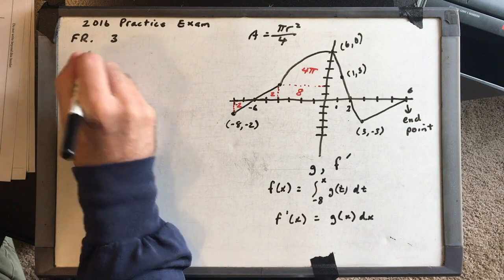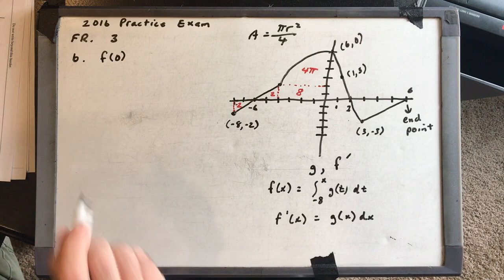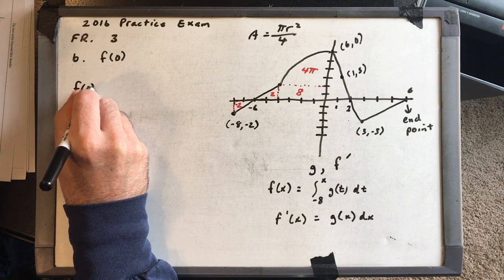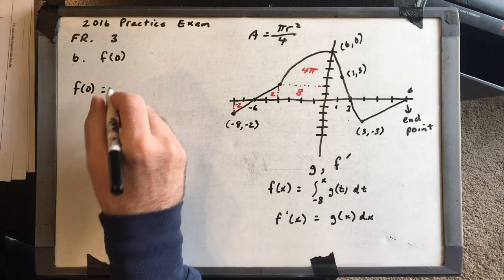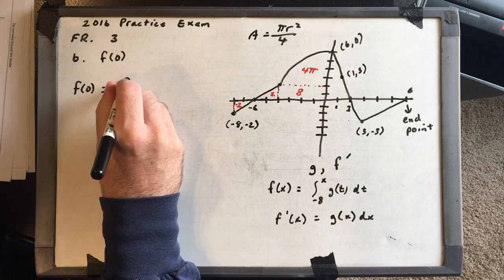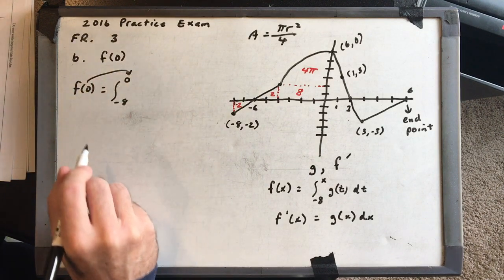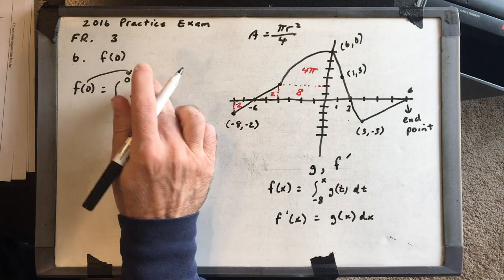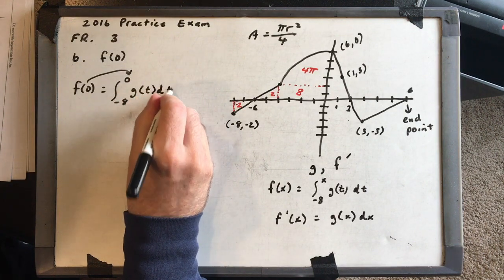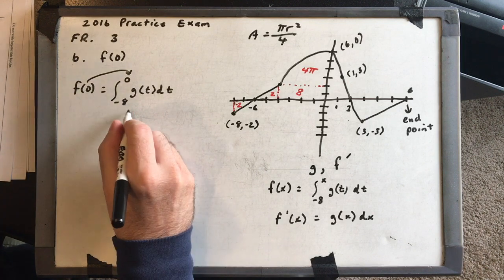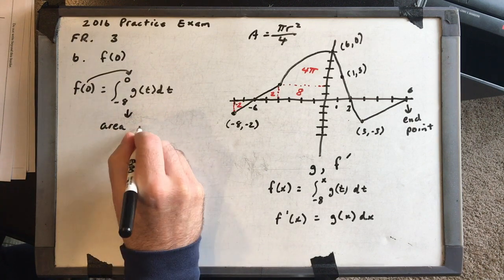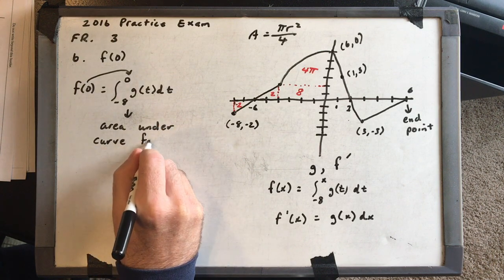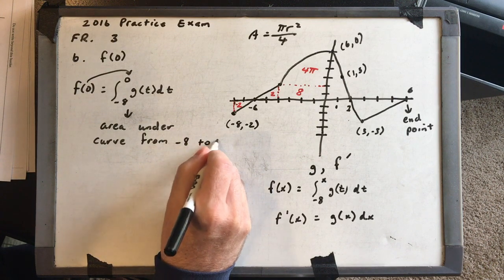Okay, part B says find f of 0. Now this is a fundamental theorem of calculus. F of 0 is equal to, and what you do is you use this. You integrate from negative 8 to 0, put the 0 right there, of g of t dt. And so what we need to do is find the area under the curve from negative 8 to 0.